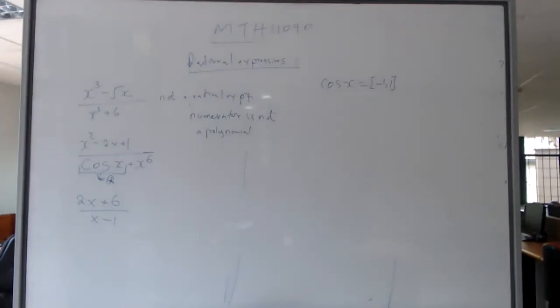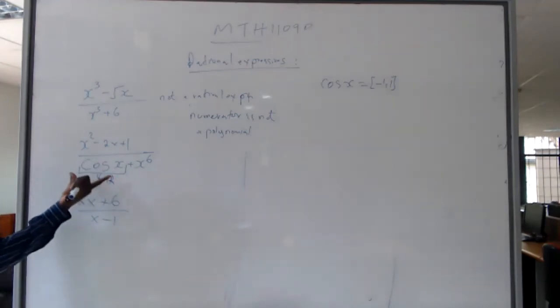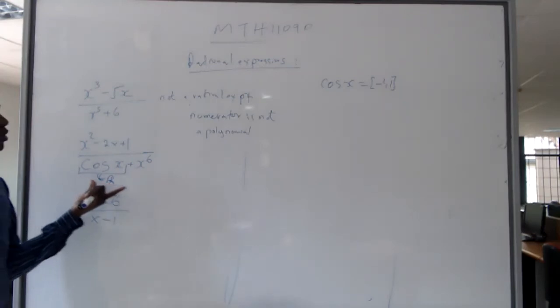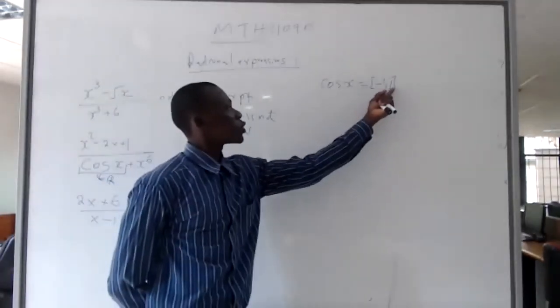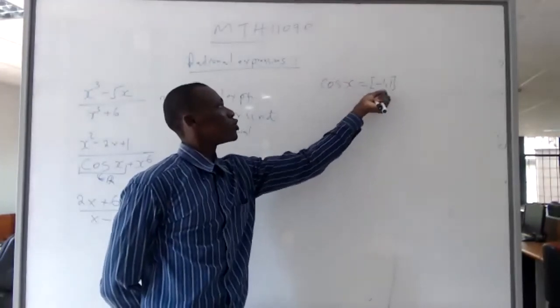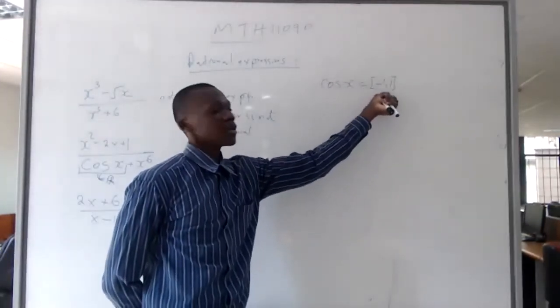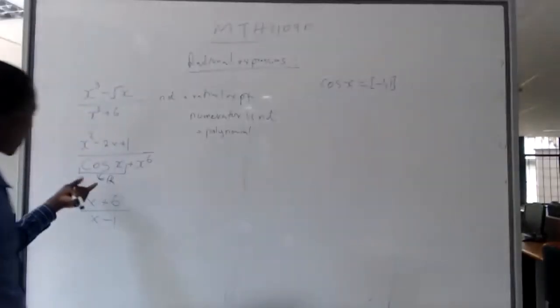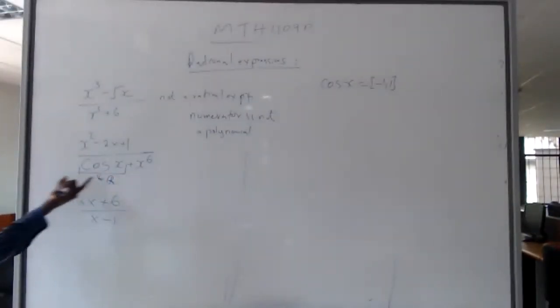Any more questions? Have you guys understood why this is a polynomial? Yes. Because cosine will take values from -1 to 1, and for any x or y or any variable you use, you always get values between -1 and 1, which are real numbers. So this is actually a polynomial, because this will eventually be a real number.